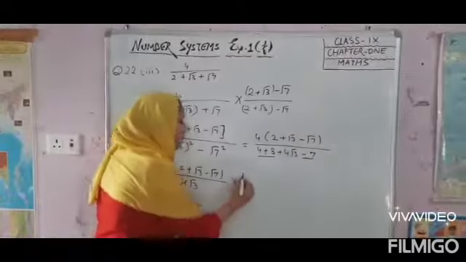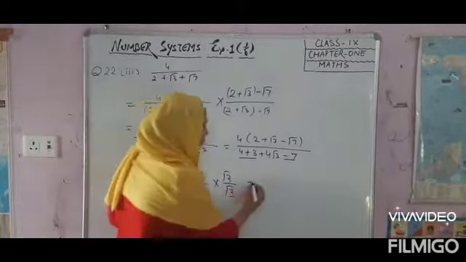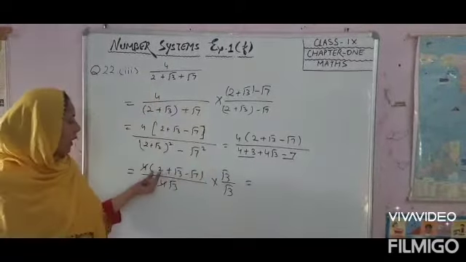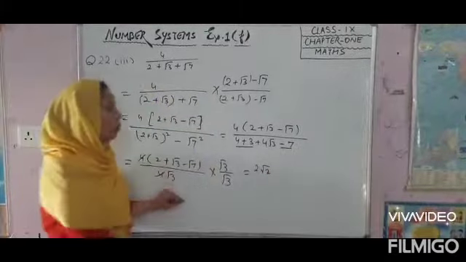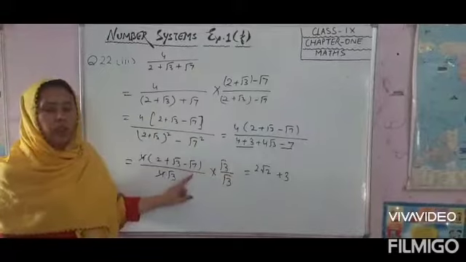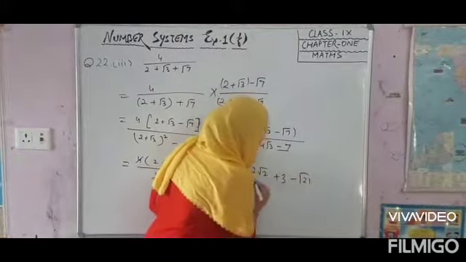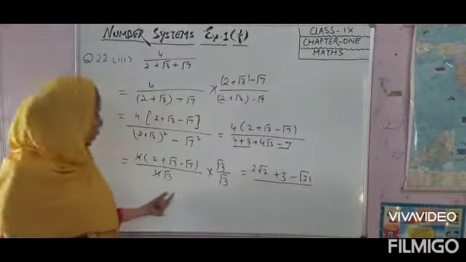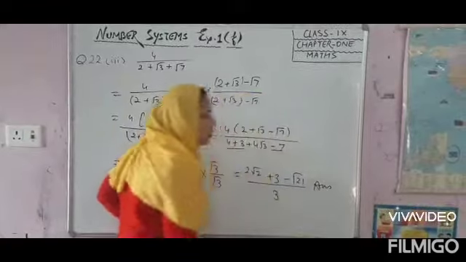So we will multiply by root 3 one more time. Now after multiplying by root 3 you will get 2 root 3. Now root 3 into root 3 you will get 3. Now root 3 into root 7 is minus 20 root 21, and in denominator we will get root 3 into root 3 is 3. This is your answer.